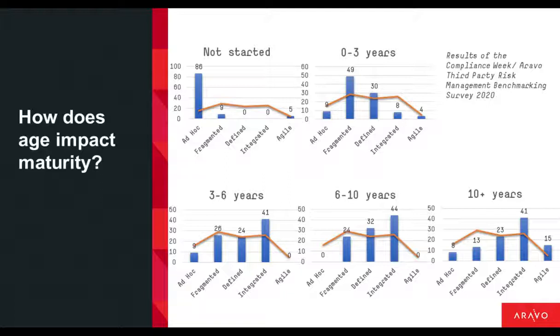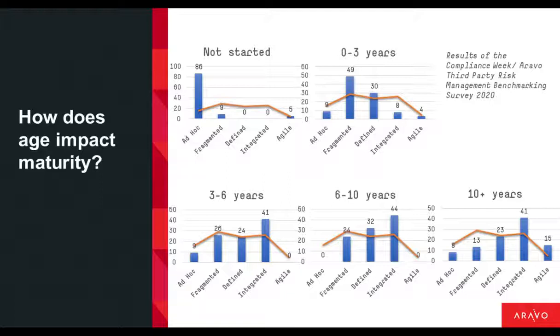And as they're building up an understanding of their programs, they're really beginning to understand how complex and multifaceted programs can be. But there's still a way to go. What's worrying here is that, when you look at some of the programs that are more than 10 years old, there's still a proportion of these that are sitting at the ad hoc stage, there's 8% there, and the fragmented stage, 13%. You don't want to be these guys.